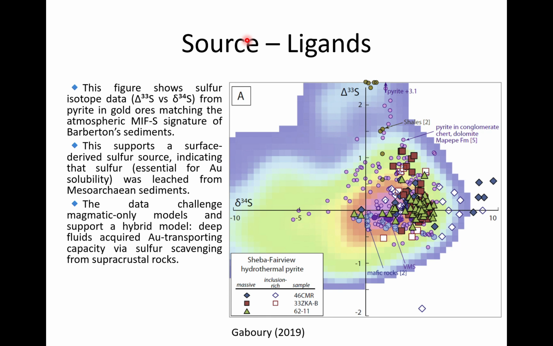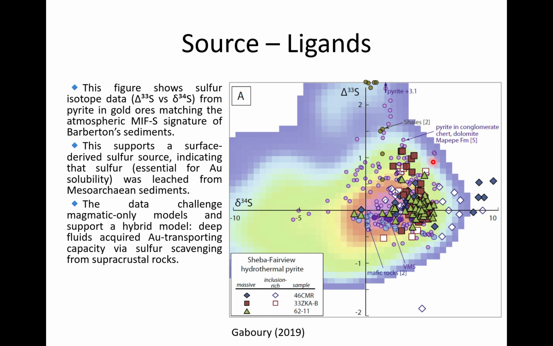This figure argues against a purely magmatic or mantle source for gold. It's from Gangi et al. 2016, and shows a plot of delta 33 sulfur versus delta 34 sulfur values from pyrite in hydrothermal gold mineralization of the Sheba and Fairview mines, alongside a large dataset of sulfur isotope data from various rock types across the Barberton Greenstone Belt in South Africa.